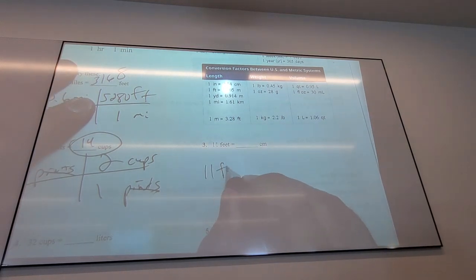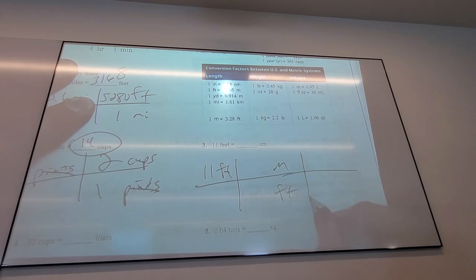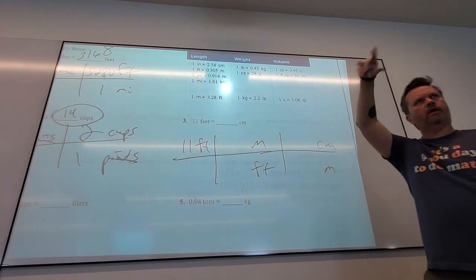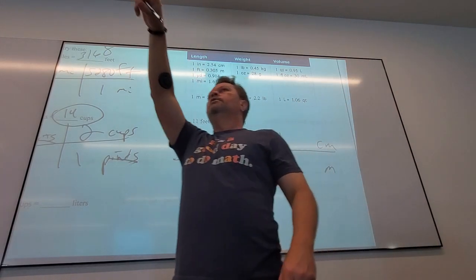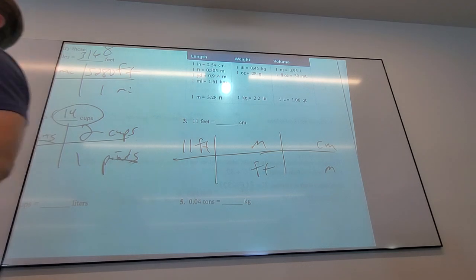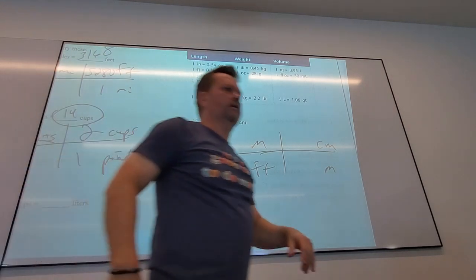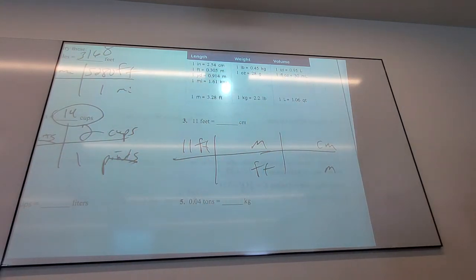So 11 feet. I want to get rid of feet and go to meters. And then I want to get rid of meters and go to centimeters. So just in case you don't like the King Henry approach that I showed you and that we'll review on the other side, you can still do it the grid way. So what goes in the second grid there, the feet and meters? What goes next to meters?